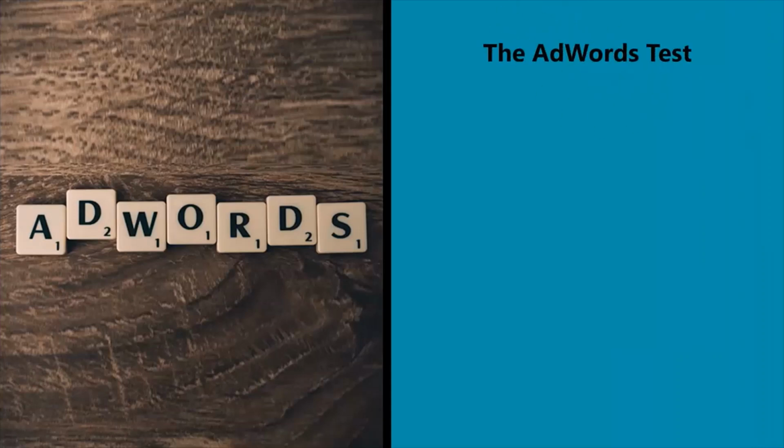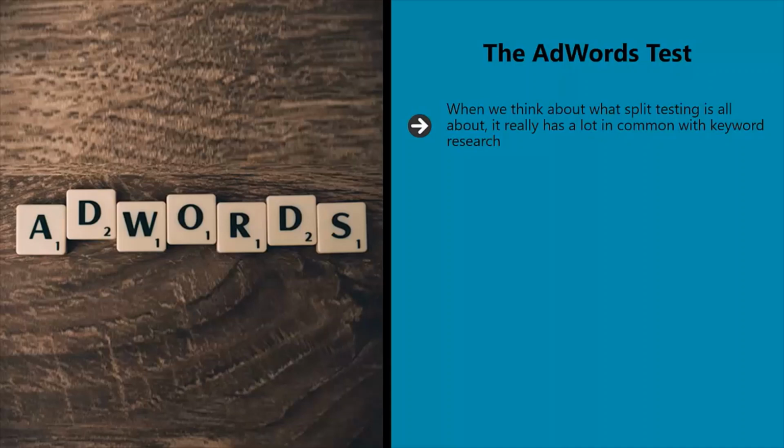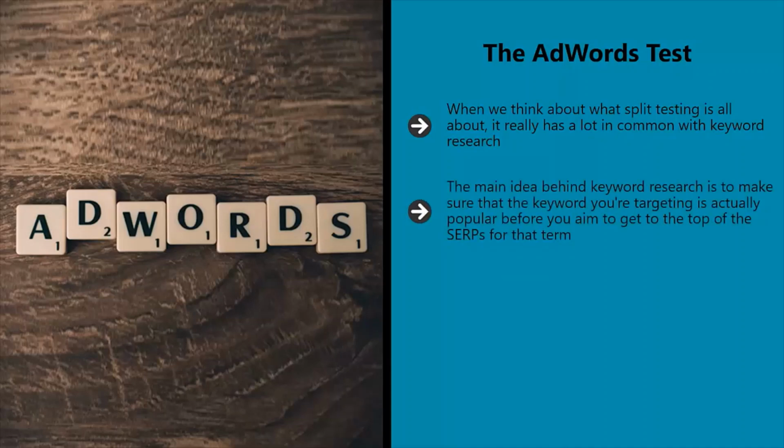The AdWords test. When we think about what split testing is all about, it really has a lot in common with keyword research. The main idea behind keyword research is to make sure that the keyword you're targeting is actually popular before you aim to get to the top of the SERPs for that term. That's the exact same thing we see with split testing. We're trying to make sure a strategy is successful before we use it.